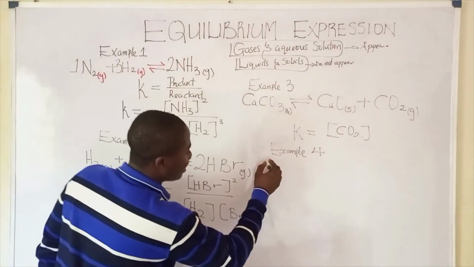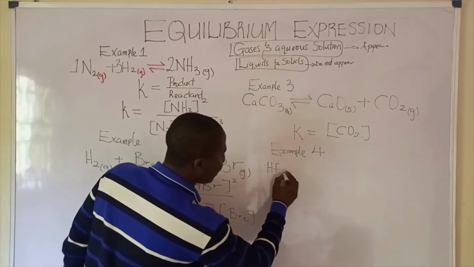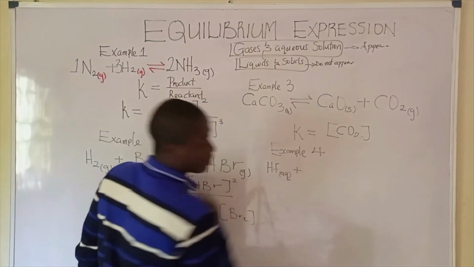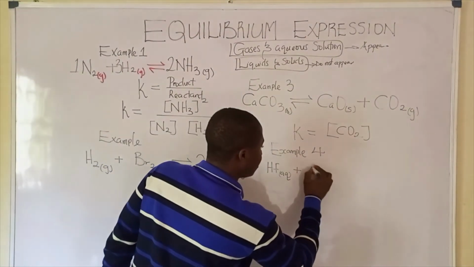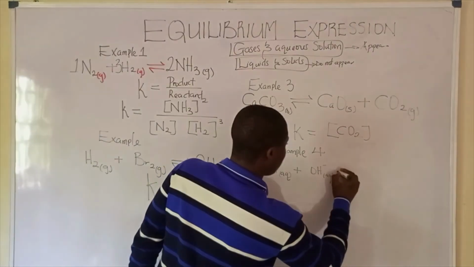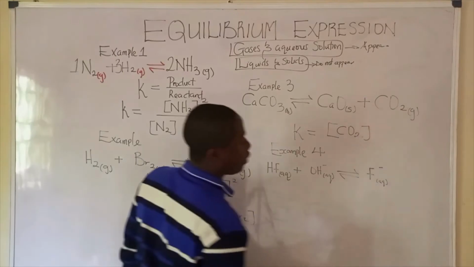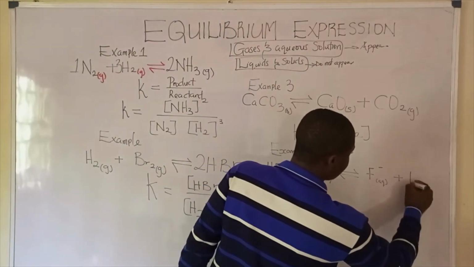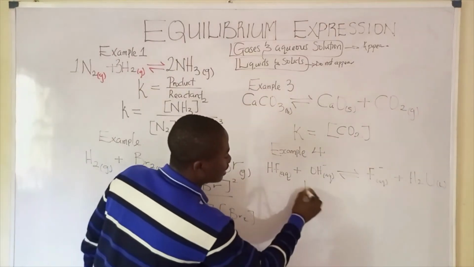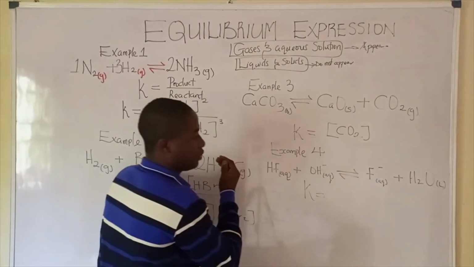Now, in this context, let's say HF, which is in the aqueous form, reacts with hydroxide ion, aqueous form. So what's going to be our product? We'll get fluoride ion plus H2O, which is water, liquid. So what will be the equilibrium constant expression for this reaction? Basically, K becomes product over reactant. These are the product, whereby these are the reactant.